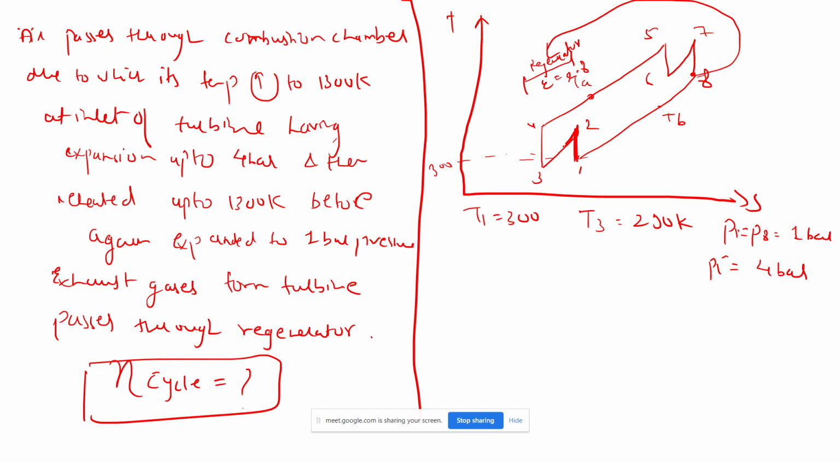This is also P intermediate, this is also P intermediate, so they mentioned 4 bar for it. And P higher, that is P4. P5, what have they mentioned? This temperature.